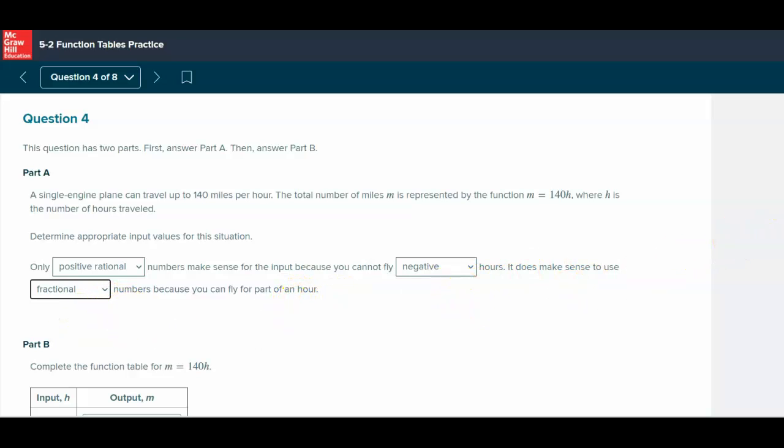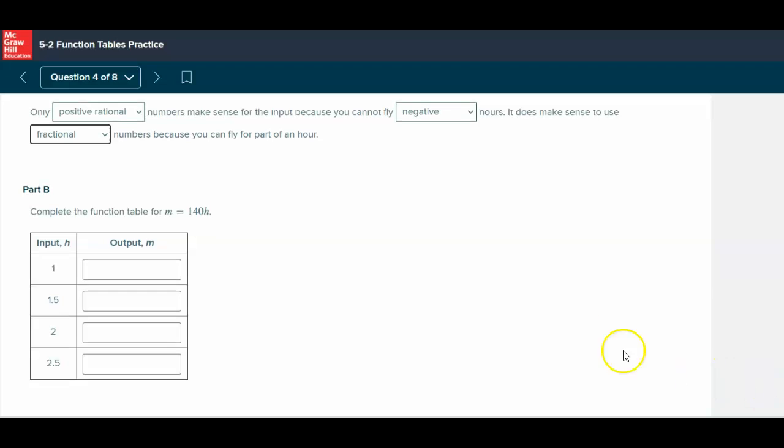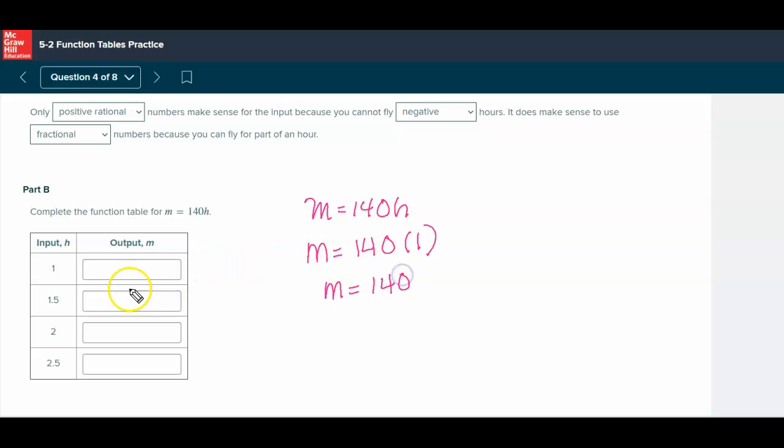Okay, and now we scroll down and now we have to complete the table. So what you're going to do here is take the equation m equals 140h and substitute these values for h. If we're doing the first one together, we would have 140 times 1. Well, 140 times 1 is 140. So you would put 140 here. Then you would put 1.5, multiply 140 times 1.5. You would multiply 140 times 2 and 140 times 2.5. That's what you do for those.